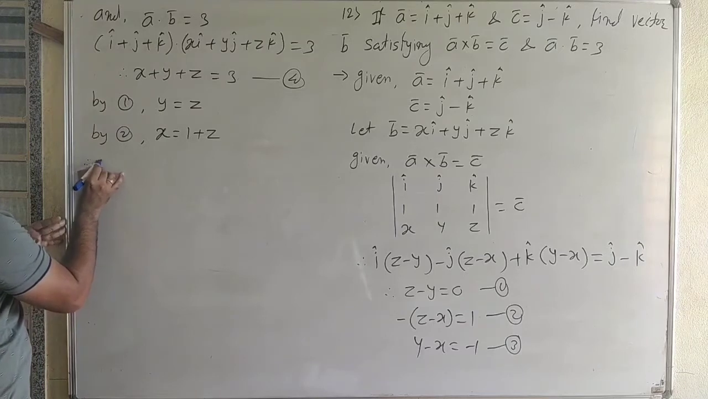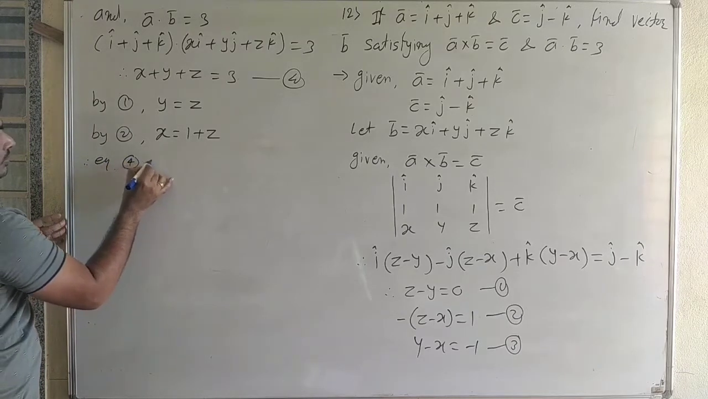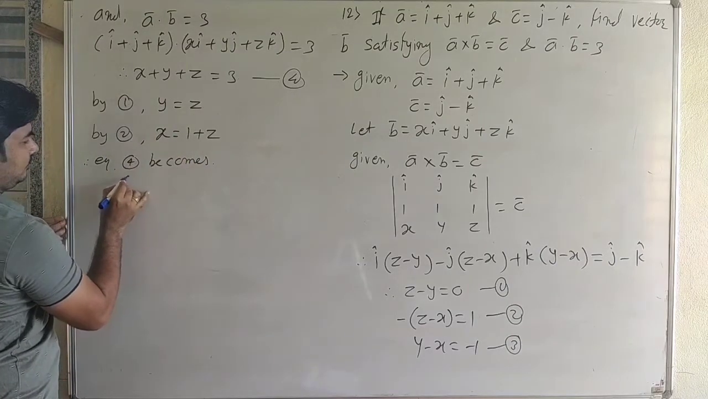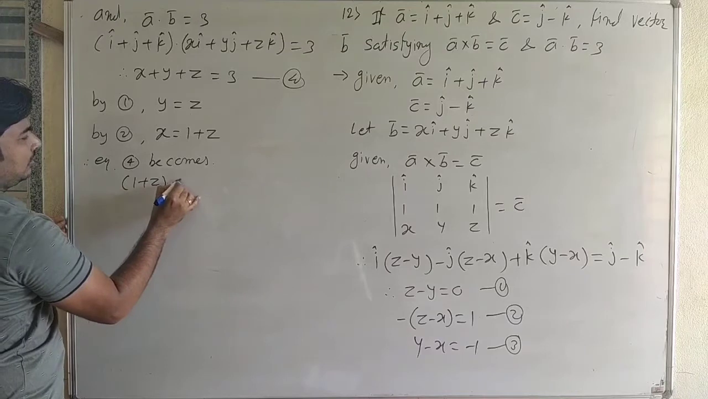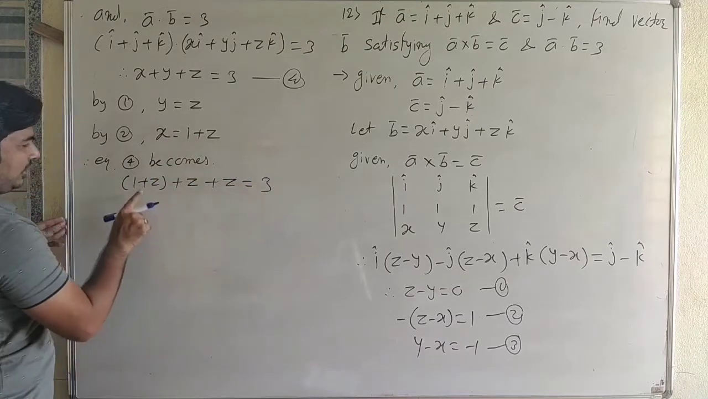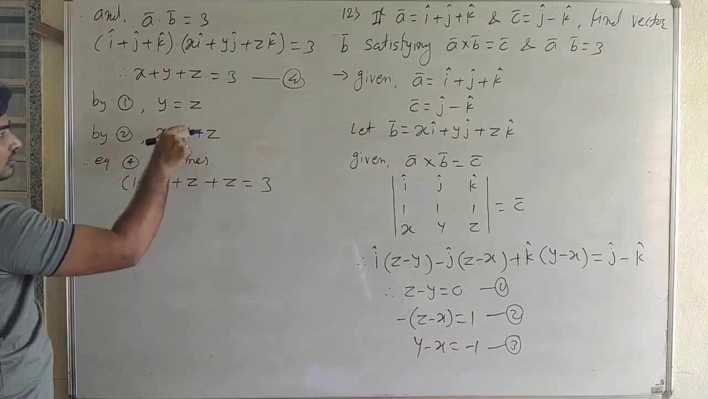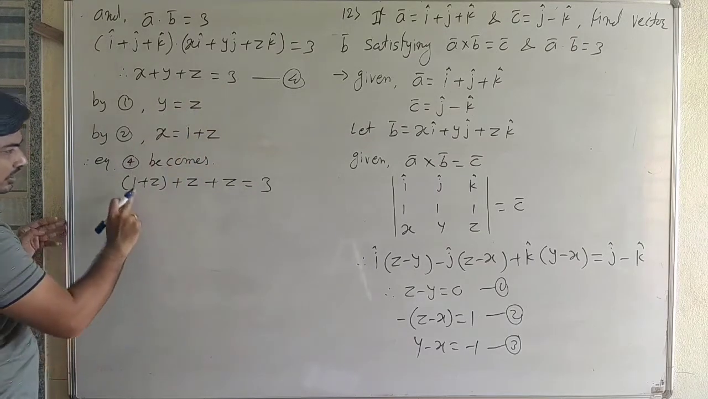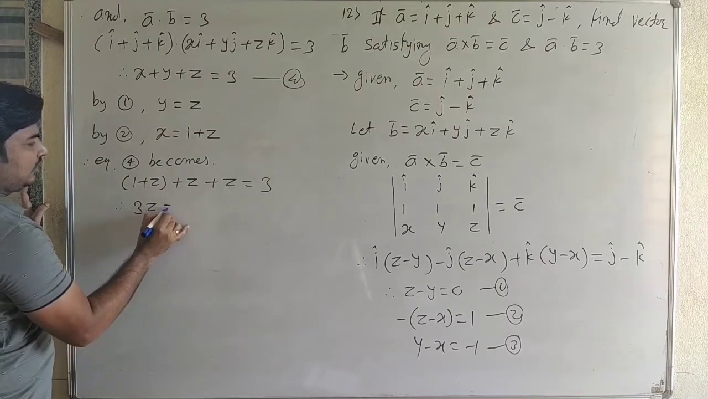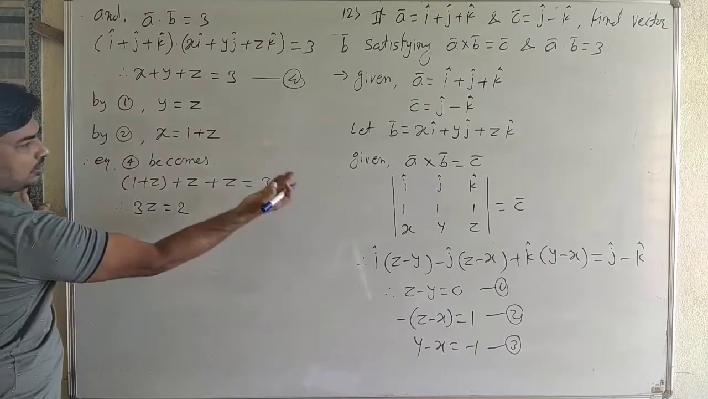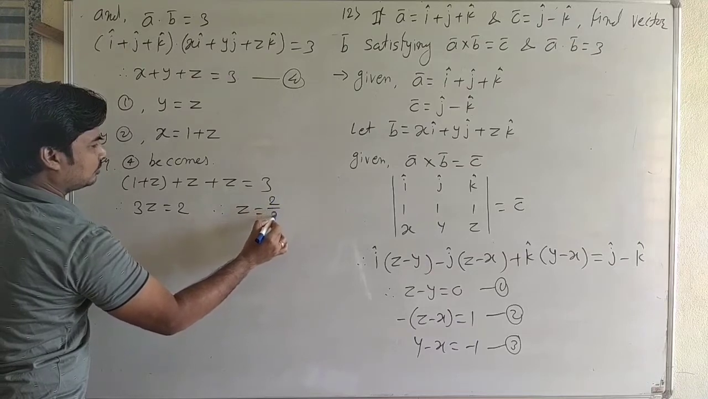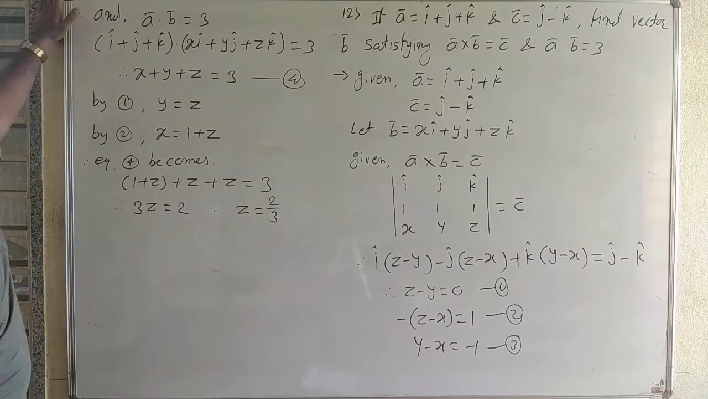Therefore equation 4 becomes: x is 1 plus z, plus y, which is z, and plus z, is equal to 3. Now here 3z is equal to 2, since the 1 becomes minus, and therefore z is equal to 2 by 3. It is the value of z.